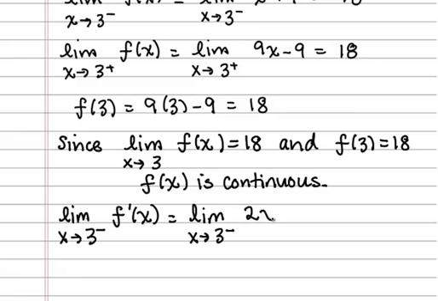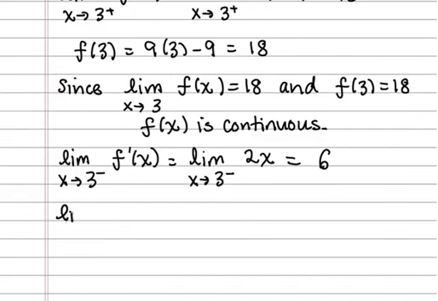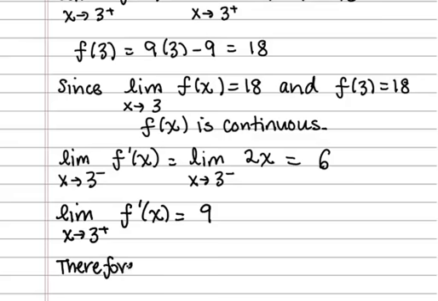So let's take the derivative of our first function, which was x squared plus 9. Its derivative is 2x, evaluated as we approach positive 3 from the left side. It approaches the value of 6. And the limit of our slopes of f of x as we approach 3 coming from the right side would be, of the function 9x minus 9, its derivative is equal to 9.